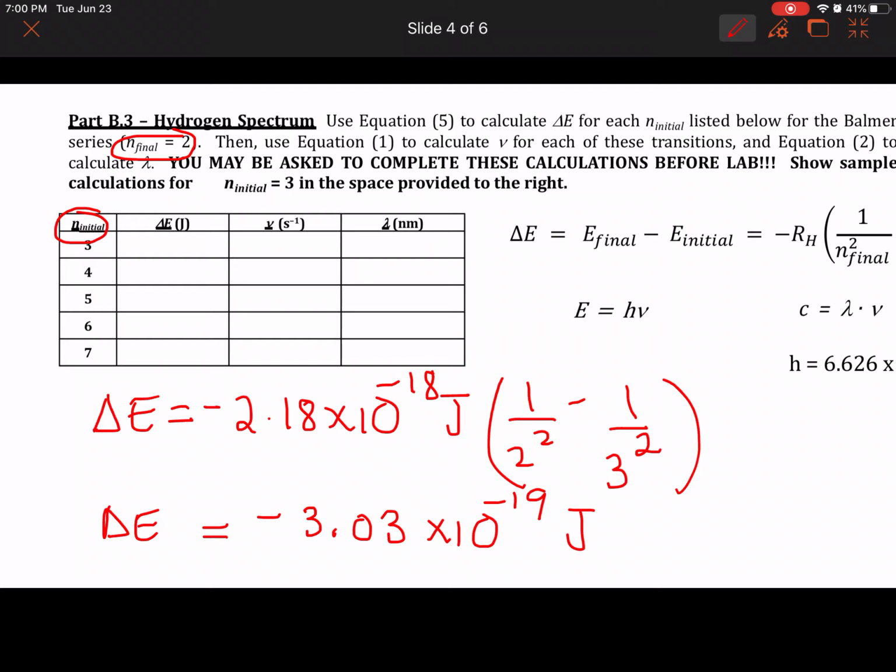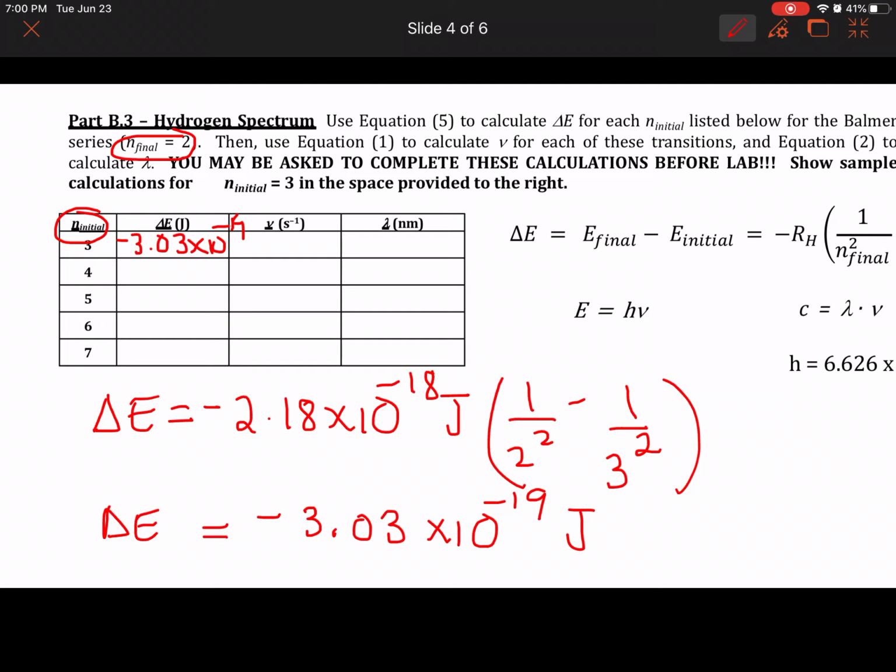And that number you're going to write here: negative 3.03 into 10 to the negative 19. You should be able to write it in the proper place given, 10 to the negative 19, delta E. It is negative because it's an emission. In an emission, it loses energy. It's an exothermic process, so it would be negative. Makes sense.